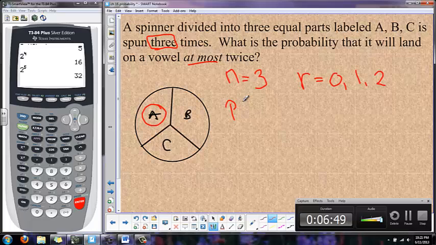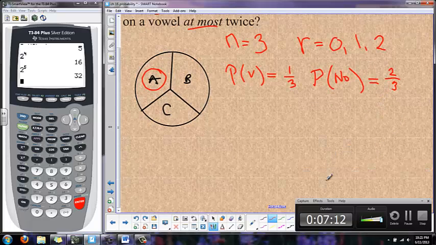And then I want the probability that it lands on a vowel. Taking a look at my spinner, we only have 1 vowel out of a total of 3 options. So that's just 1/3. And the probability that it will not land on a vowel, well, I have B and C. That's 2 out of 3. I'm going to use these numbers to set up my equation.